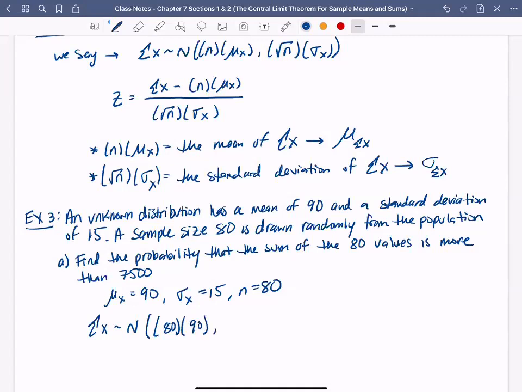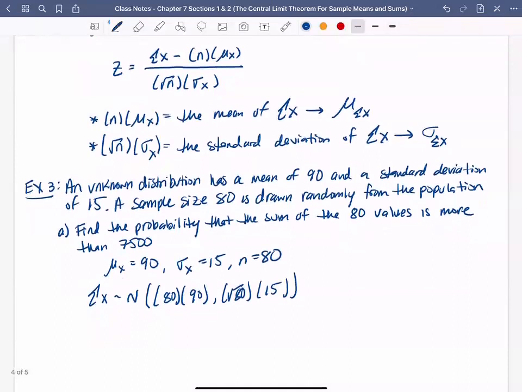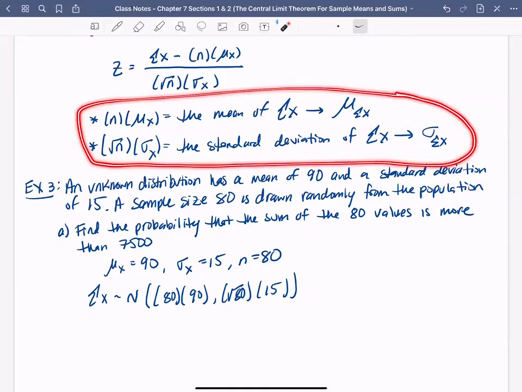And then our standard deviation now is the square root of 80 times standard deviation of x, which is 15. I'm going to kind of move that out of the picture so we can work with our other values here. Hopefully I can fit them. So if I follow this, here's what I'm looking at now. I'm trying to mimic this. I'm trying to find what the mean of our summation is.